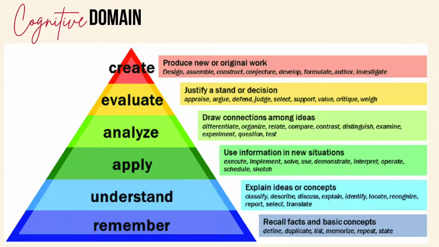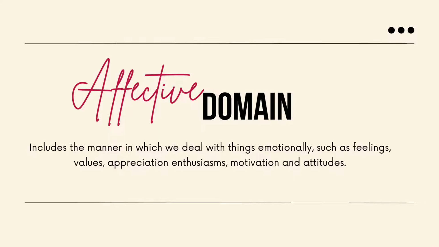learner of diverse nature. The next domain is the affective domain. So, what is the affective domain? The affective domain includes the manner in which we deal with things emotionally, such as feelings, values, appreciation, enthusiasm, motivation, and attitudes. So, this is actually the most complex to measure out of all the domains employed on the students, as the students' responses and behavior vary from each other.